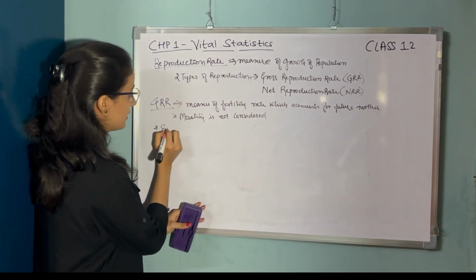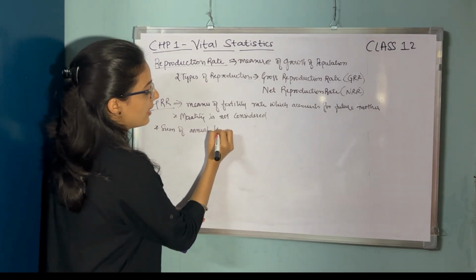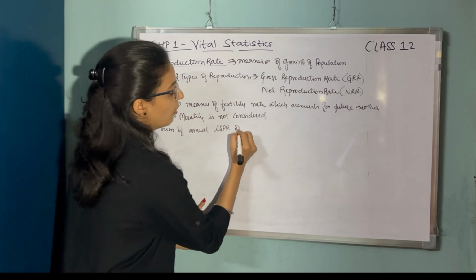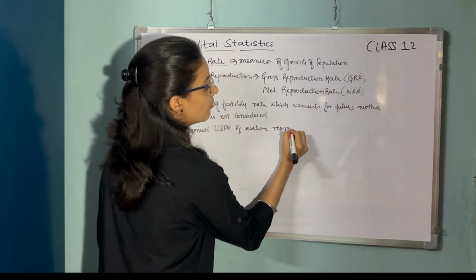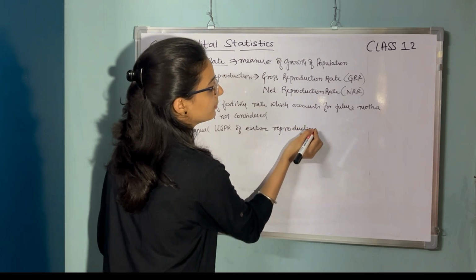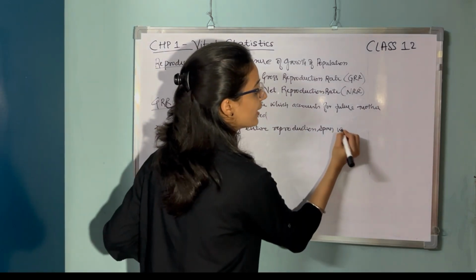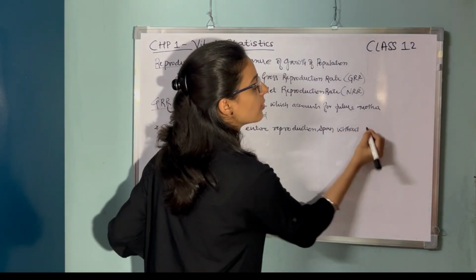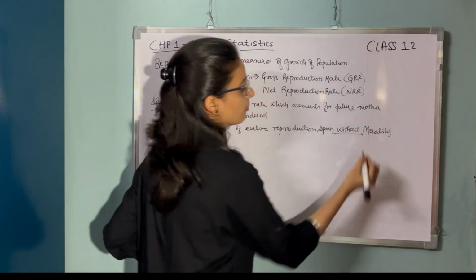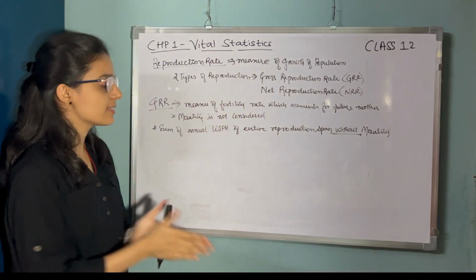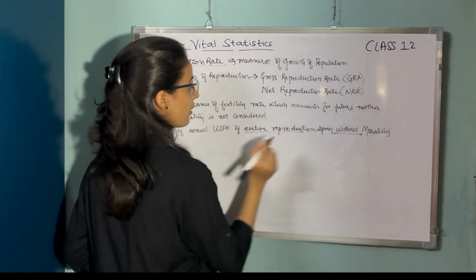So what it is, a sum of annual WSFR of the entire reproduction span, without mortality. Very important. So GRR is the sum total of annual WSFR for the entire reproduction span.